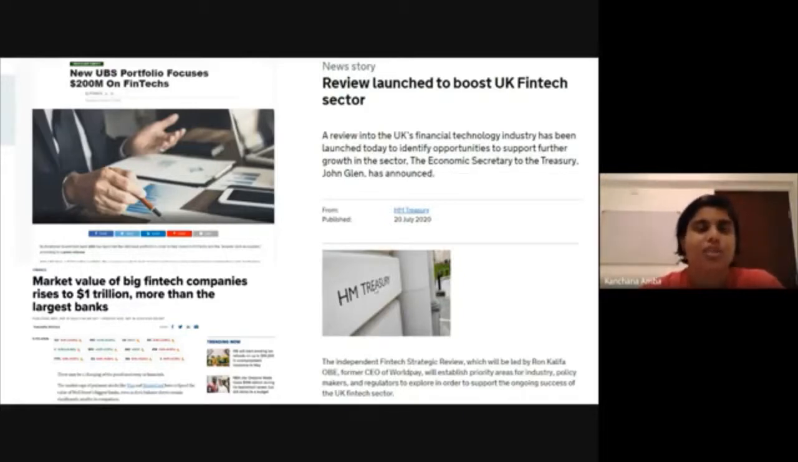Because they would create a great app for some solution and market it around and then get a bank to buy it at a very high price, and then they can either move on to the next project or retire or whatever it is. But there was a lot of money going into fintech, and there still is, right? So market value of big fintech companies rises to 1 trillion, more than the largest banks, right?